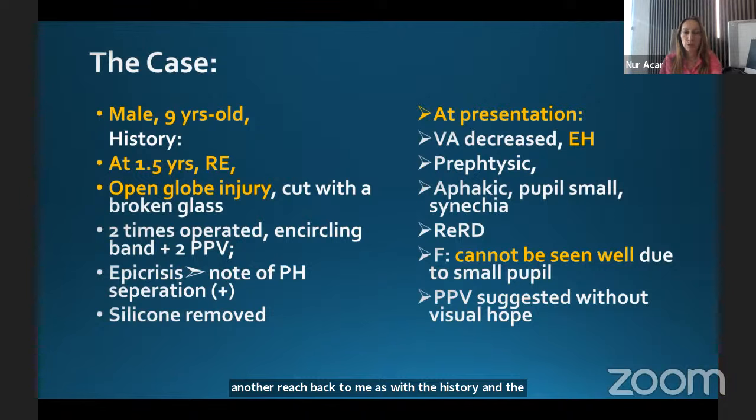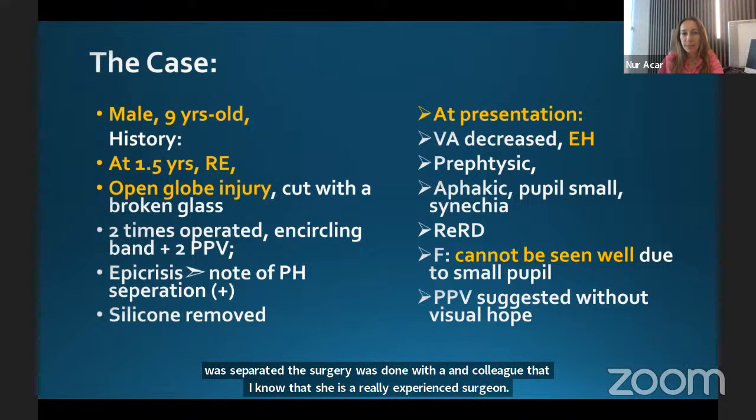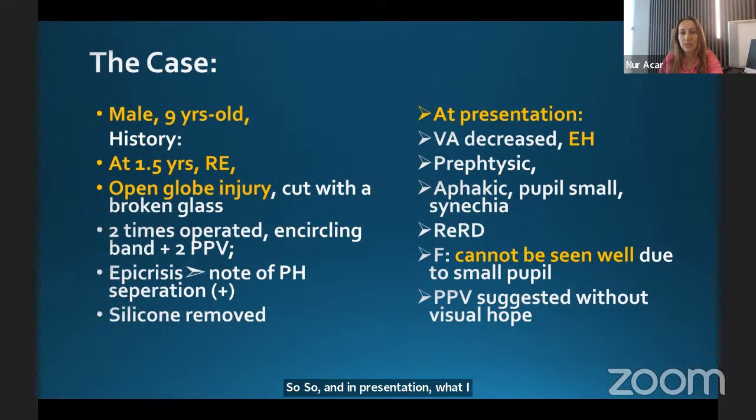In the operation notes, which I could rarely find documented, but I was lucky the patient had them, the posterior hyaloid was separated. The surgery was done by a colleague I know to be a really experienced surgeon. At presentation, the visual acuity was low already but had decreased a bit, as the mother says. It was hand motion, and the eye was phakic, with aphakia, and the pupil was very small with synechiae. I could start to see that there was a retinal detachment, but it was very difficult to examine because the pupil was really small.